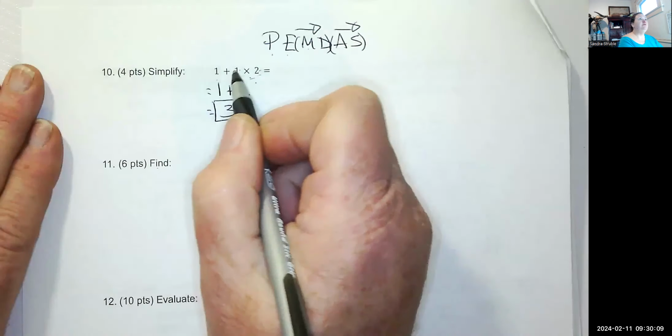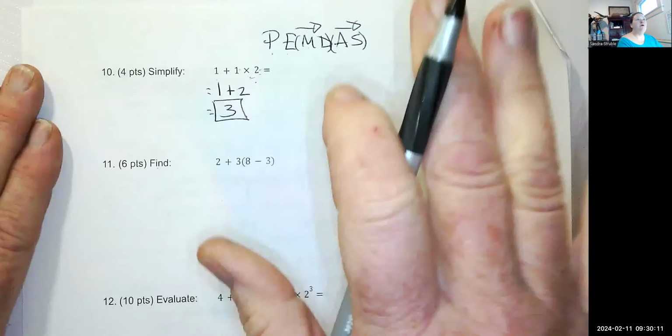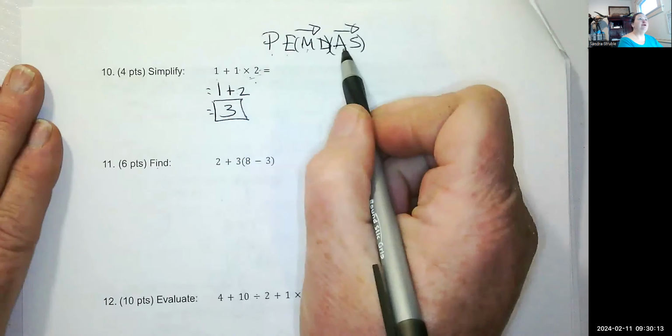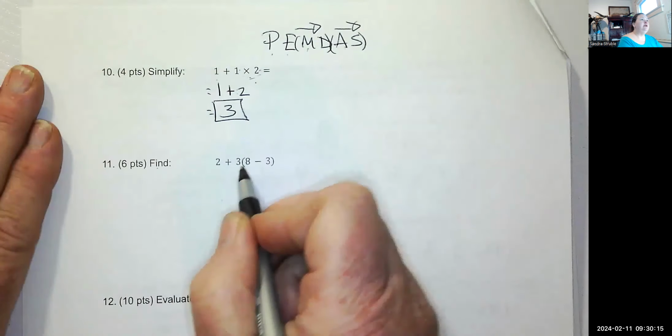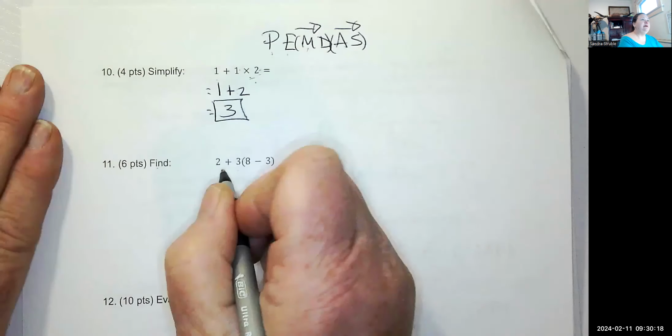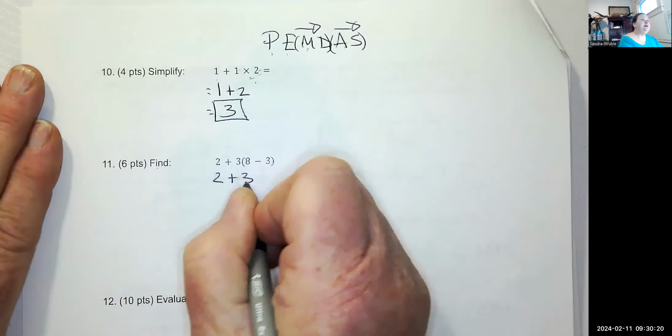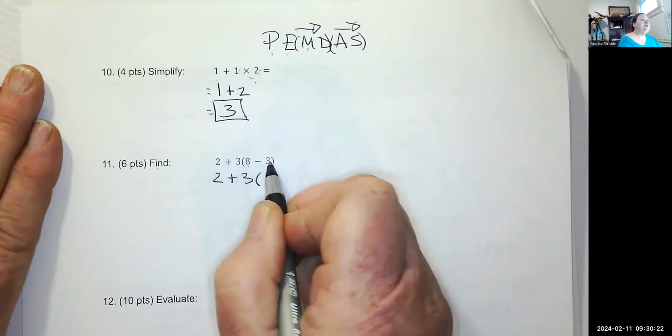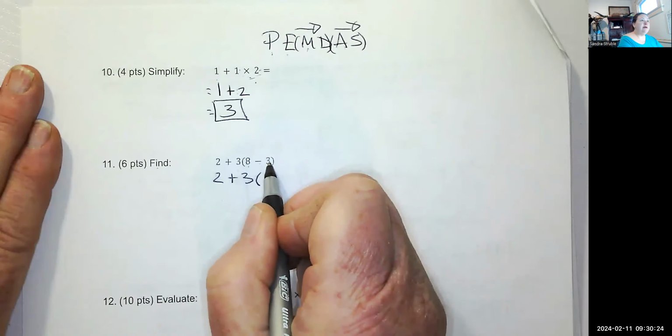So many of you did 1 plus 1 is 2 times 2. That's so wrong. You have to do multiplication before you do addition. The next one, you have to do parentheses before you do anything. So this is 2 plus 3 times 8 minus 3. They're different, so we have to subtract them. So that's 5.